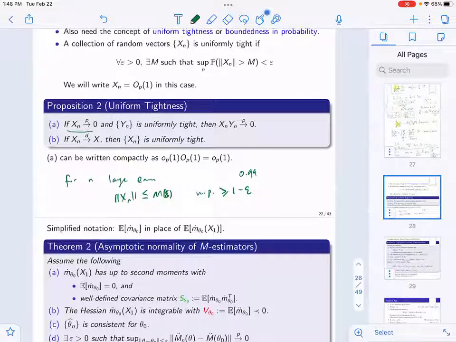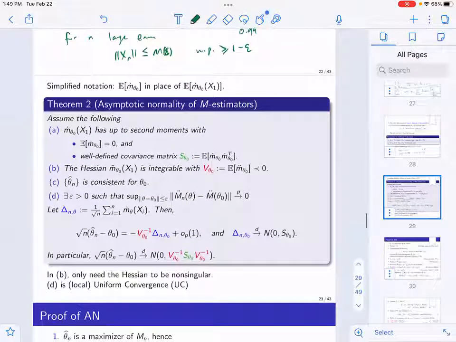If a sequence converges in probability to 0 and another sequence is uniformly tight, then the product converges to 0 in probability. This is like saying if a sequence goes to 0 and I have a bounded sequence, the product converges to 0. If a sequence converges in distribution, then the sequence is uniformly tight. This is another important result. Things that converge in distribution cannot go to infinity, mass doesn't escape, so you're uniformly tight. The first statement you can write as: things that are uniformly tight, we write big OP of 1. So little OP of 1 times big OP of 1 is little OP of 1. That's statement A. Combining these, you can do a lot of calculations.